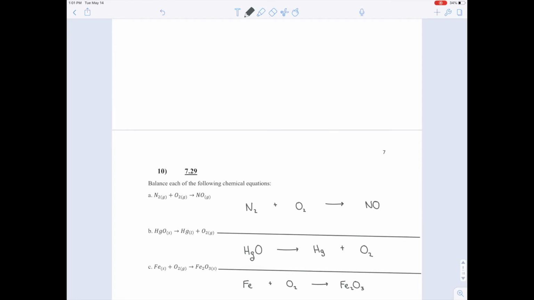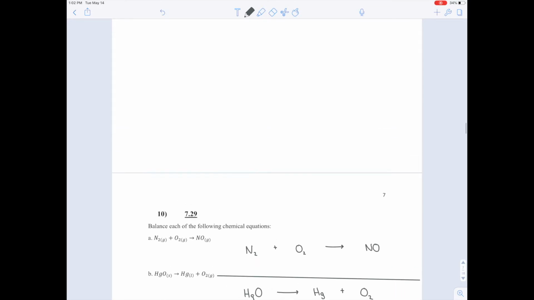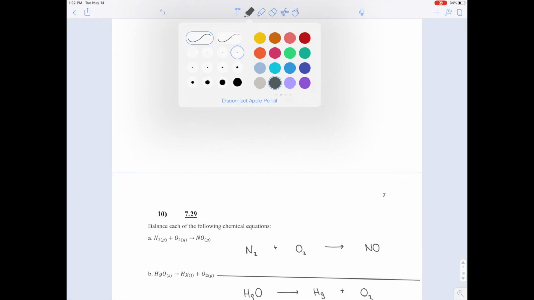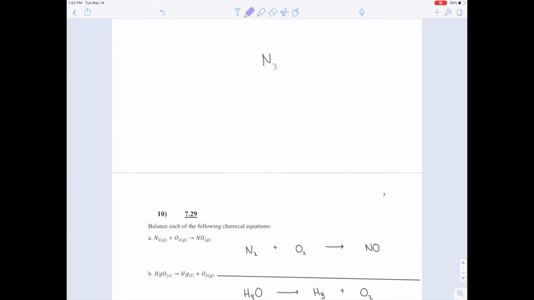Questions 10, 11, and 12 in Chapter 7 are all asking you to balance some chemical equations. It's a classic problem type, and to really grasp it, we need to come to terms with two things. The first is numbers in chemistry. Here's an example of something that has numbers in different places, and depending on where the number is, it means a different thing. You can have a number at the bottom right, at the top right, or in front. Those are the three places where you can have numbers in chemistry.